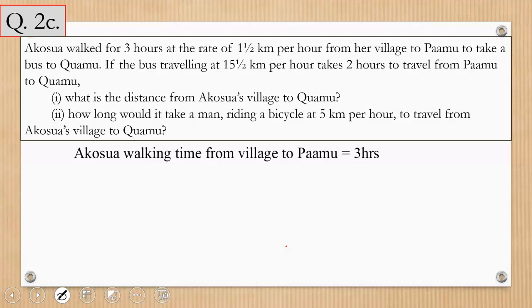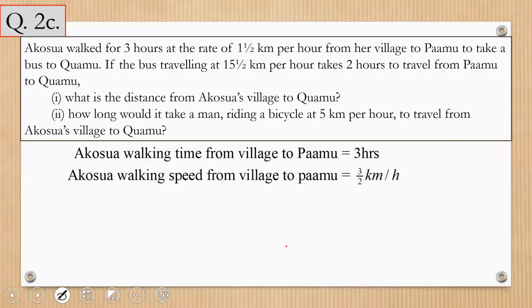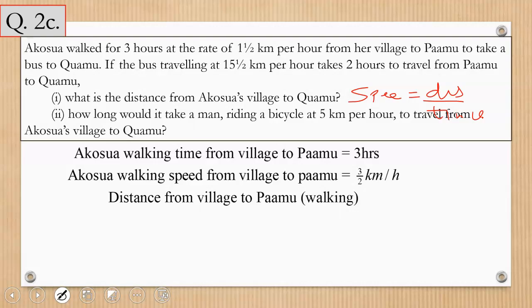Then again, according to the question, Akosua's walking speed from her village to Pemu is 1.5, which is the same as 3/2 kilometers per hour. Now we know from our previous lessons that anytime you want to find speed, we normally say speed is equal to distance traveled over time taken. What we want to do right now is to find the distance from the village to Pemu that Akosua walked.